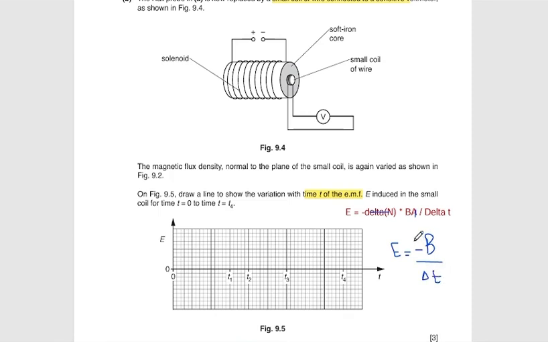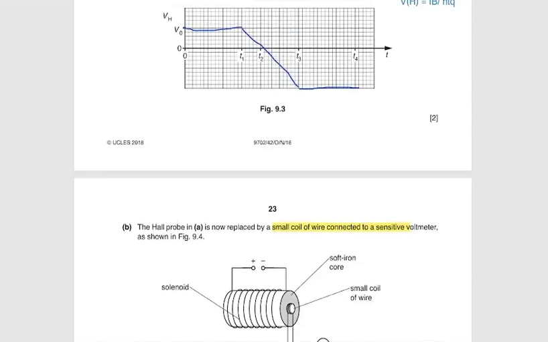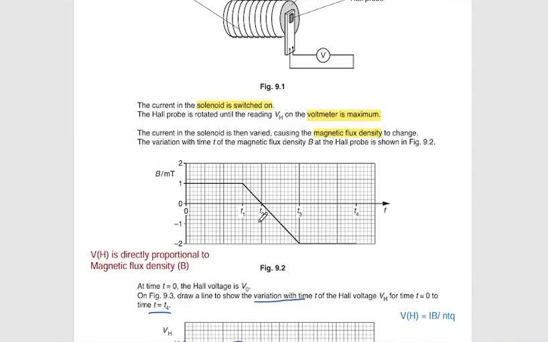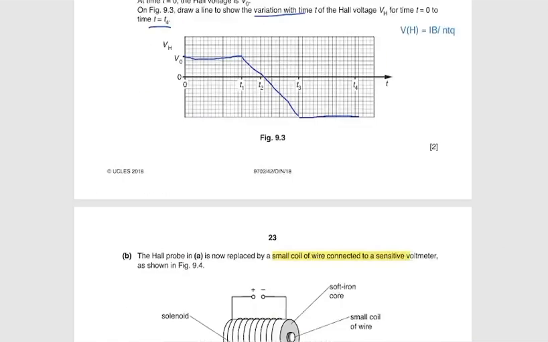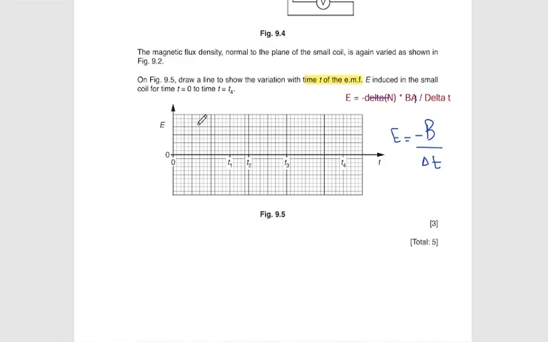Now, what does this negative sign mean? That means the gradient of figure 9.2 is going to give me my EMF. However, it's the negative. So whatever is happening to the gradient in figure 9.2, we're just going to take the negative of that and make this graph. Let's look at this.